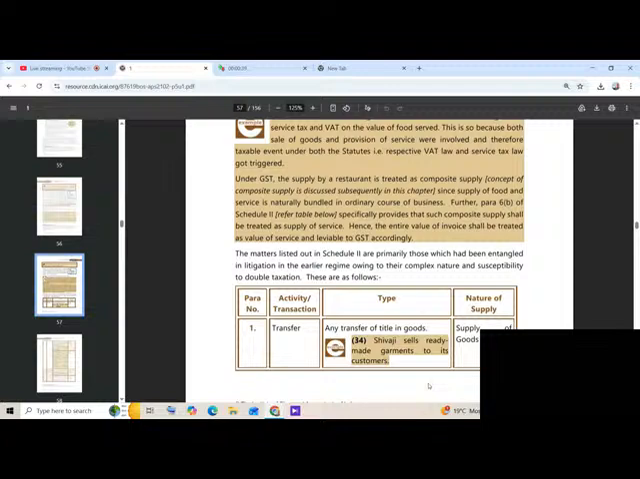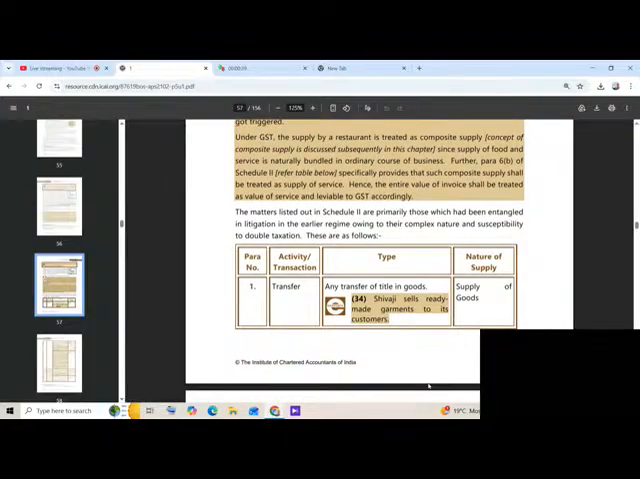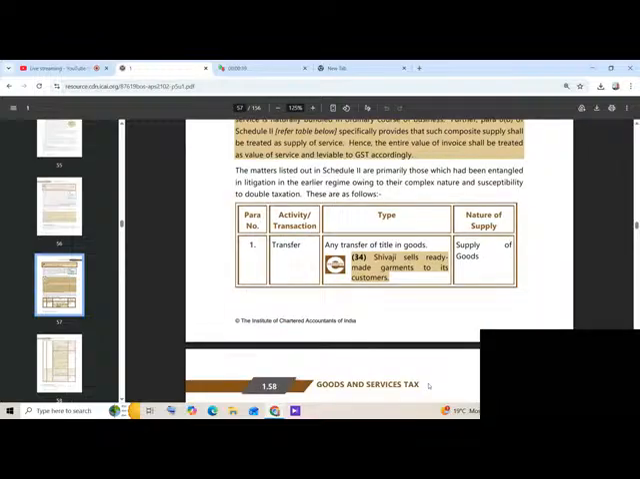The matters listed in Schedule 2 are primarily those which had been entangled in litigation in the earlier regime owing to their complex nature and susceptibility to double taxation. These are as follows. Para 1. Activity or transaction: transfer. Type: any transfer of title in goods. Nature of supply: supply of goods.